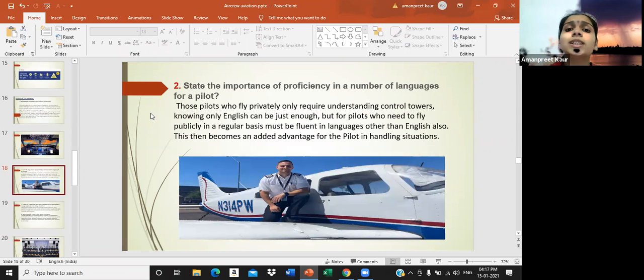Now, the second question is, state the importance of proficiency in a number of languages for a pilot. So the answer could be in the form like, those pilots who fly privately only require understanding control towers. Knowing only English can be just enough. But pilots who need to fly publicly on a regular basis must be fluent in languages other than English also. And this then becomes an added advantage for the pilot in handling the situation.